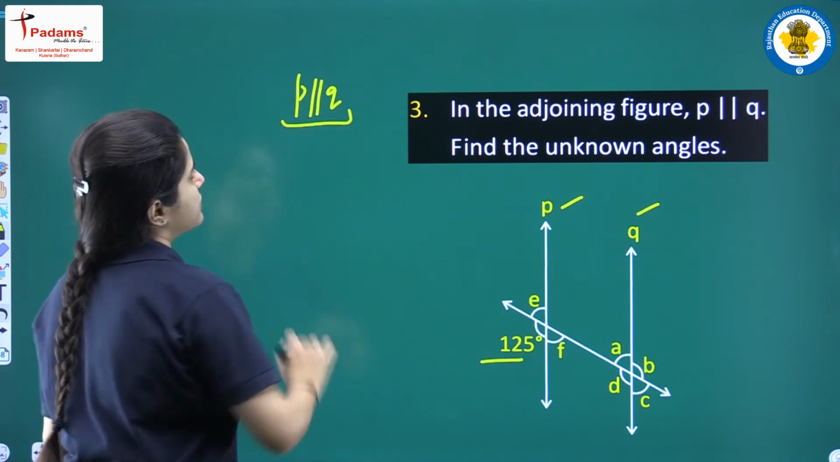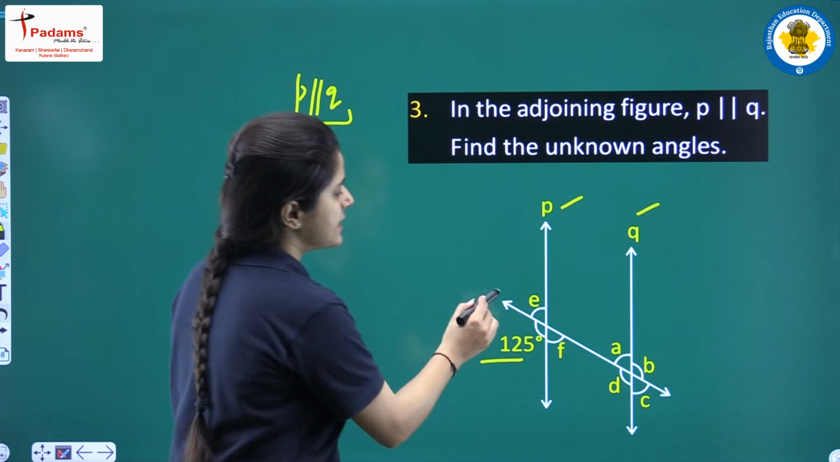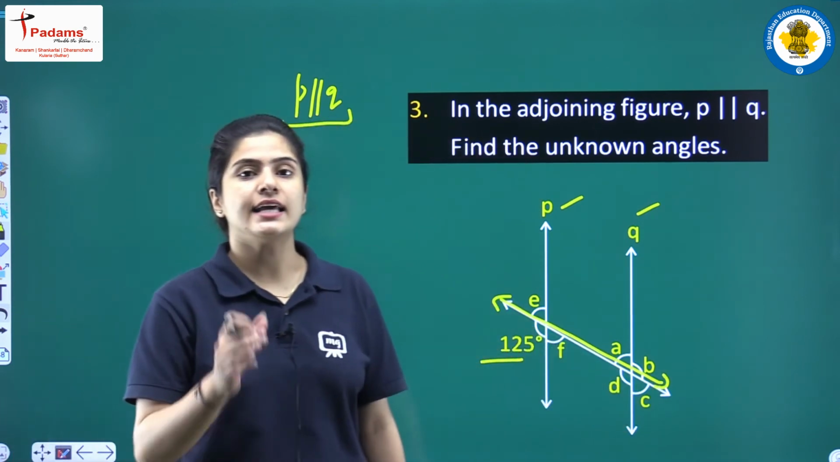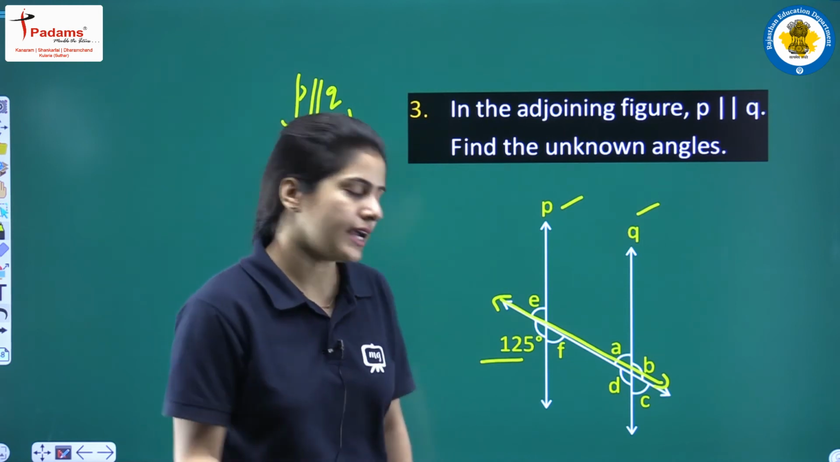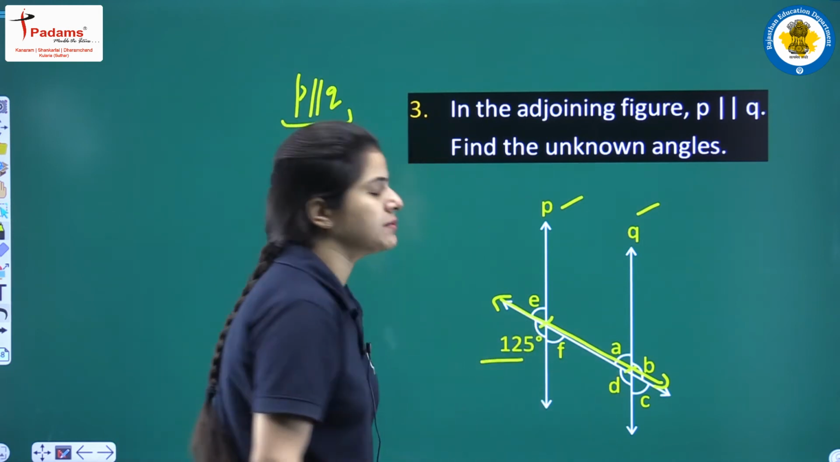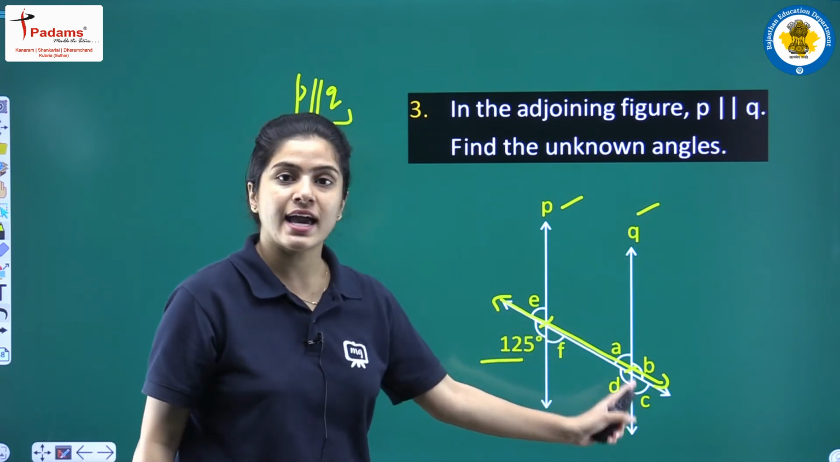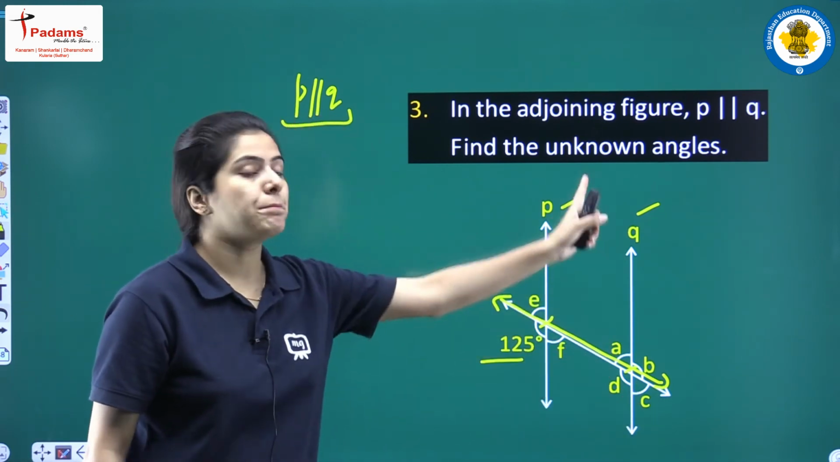If these two lines are parallel, students, then this is the transversal. Because what is a transversal, students? A line that cuts two or more lines at two distinct points is called a transversal. So that is why this line is a transversal of the two parallel lines.